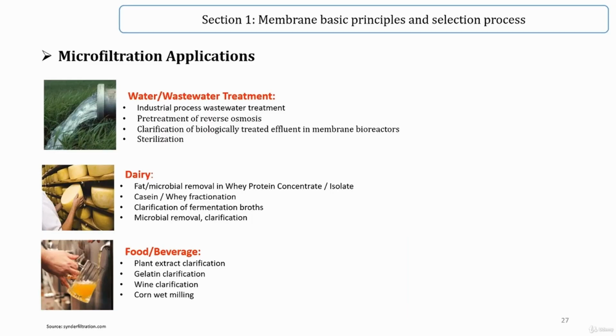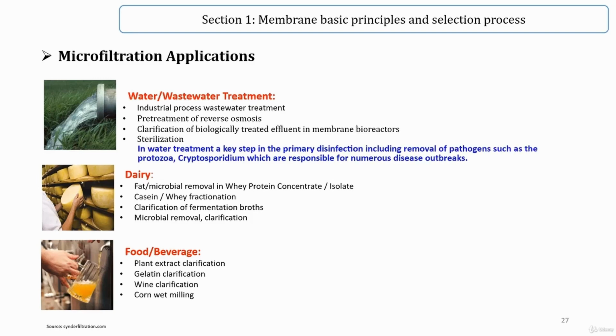For example, in industrial process wastewater treatment such as oil refineries, petrochemicals, power plants, or sterilization of beverages and pharmaceuticals to remove bacteria and other undesired suspensions from liquids. In water treatment, removal of turbidity from surface water for potable supply, or a key step in the primary disinfection including removal of pathogens such as the protozoa cryptosporidium, which are responsible for numerous disease outbreaks.